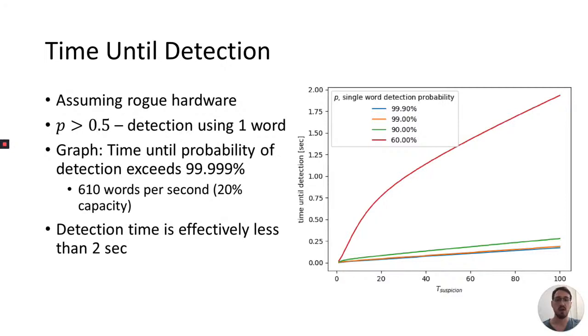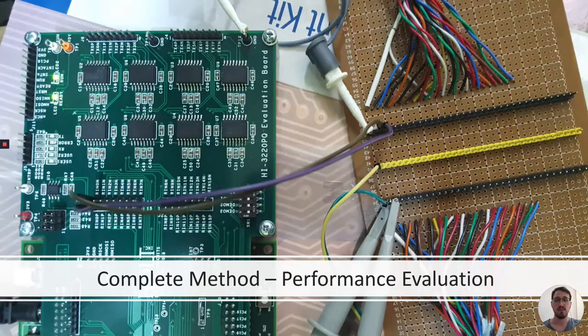For a threshold of 100, even for a low single-word detection probability of 60%, that's 40% misdetection probability, the time until detection is less than 2 seconds. For the same threshold, we saw in the previous slide that the false alarm probability is very low, making this value a good choice for the threshold. So, the suspicion counter method has potential. How well does it hold in the actual experiments?